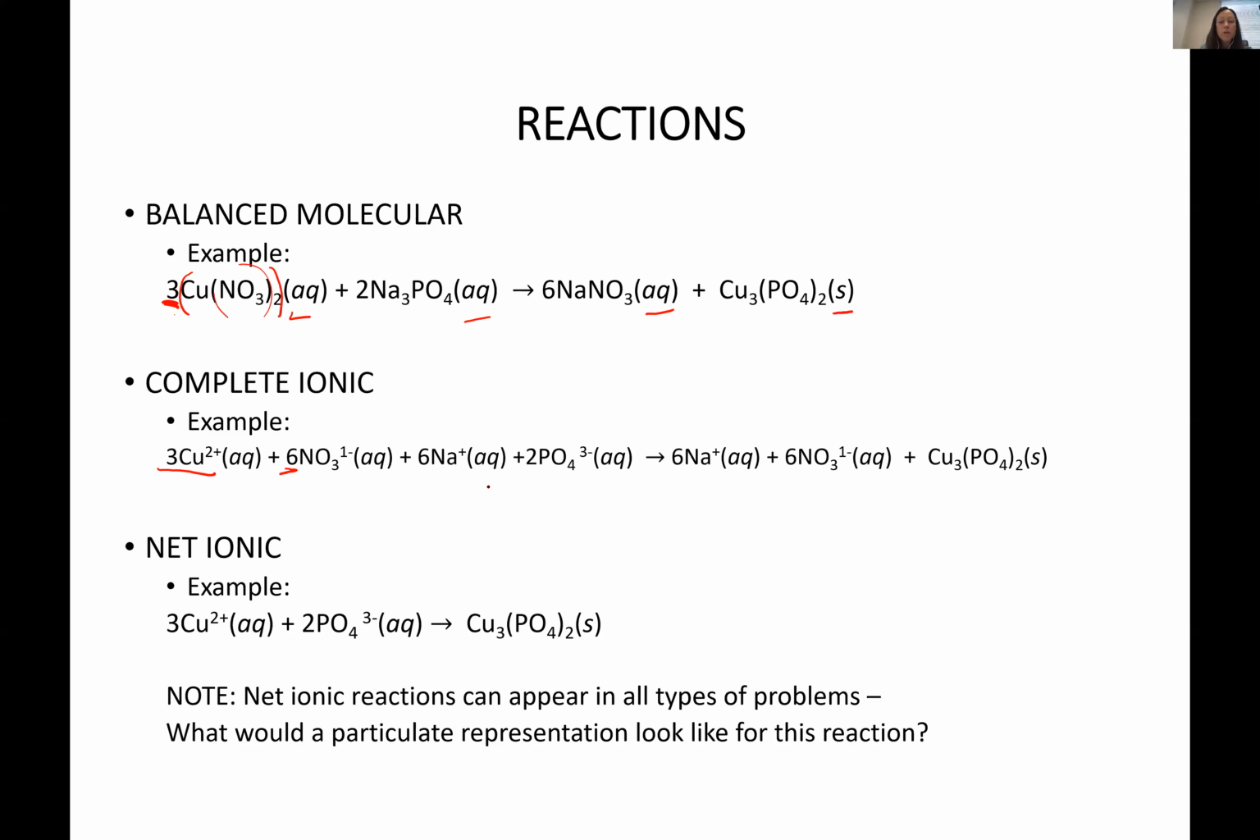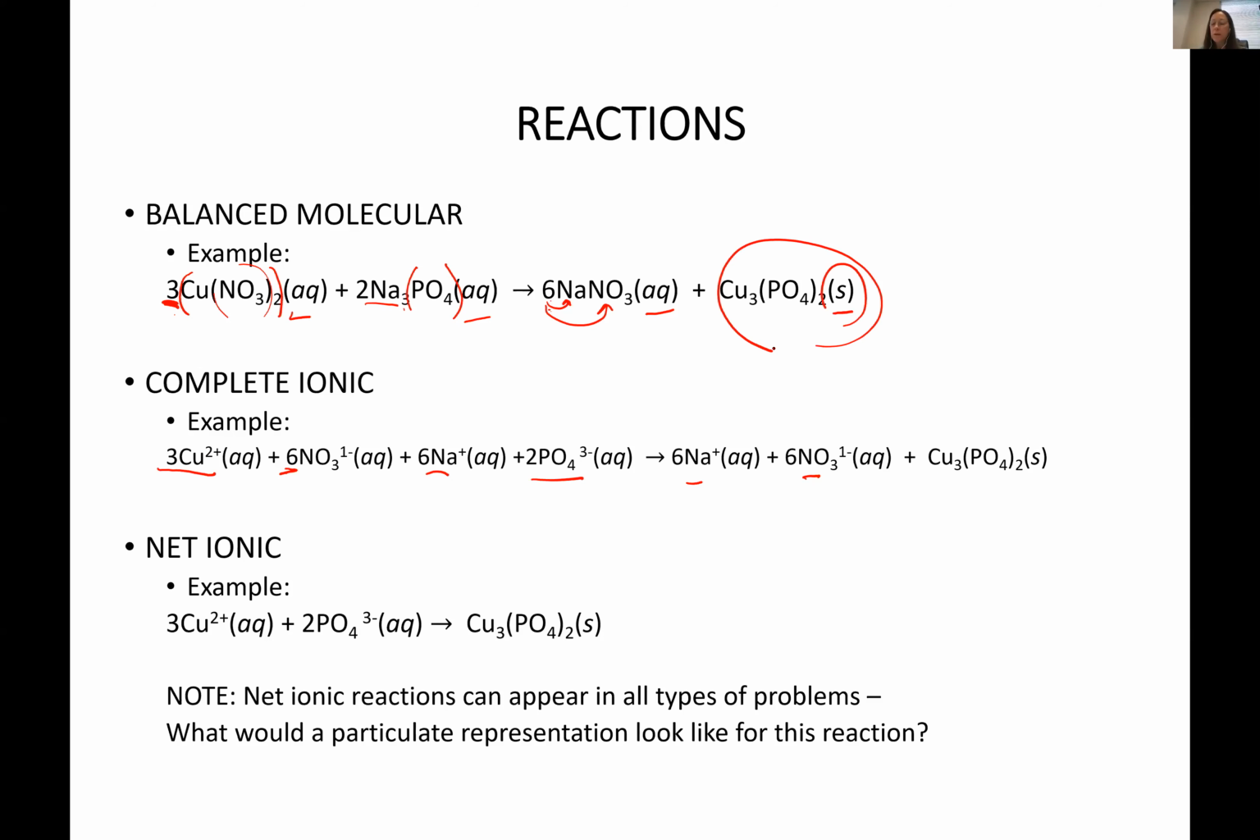And then following all the way across, 2 times 3 gives you 6 sodiums. 2 times this phosphate gives you 2 phosphate groups. On the product side, you have a 6 in front of sodium nitrate. So the 6 will go for the sodium and the 6 will go for the nitrate. And then you have a 3 subscript for copper. That subscript, but wait a minute. We don't ionize that, do we?